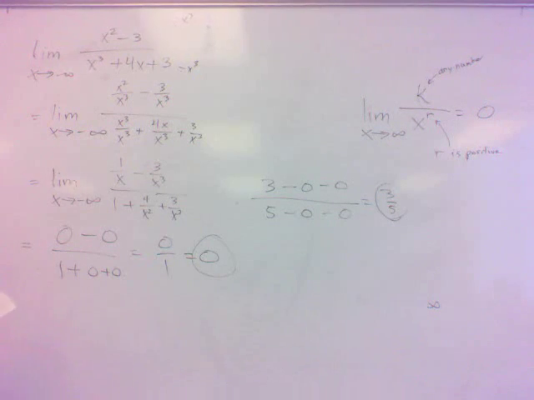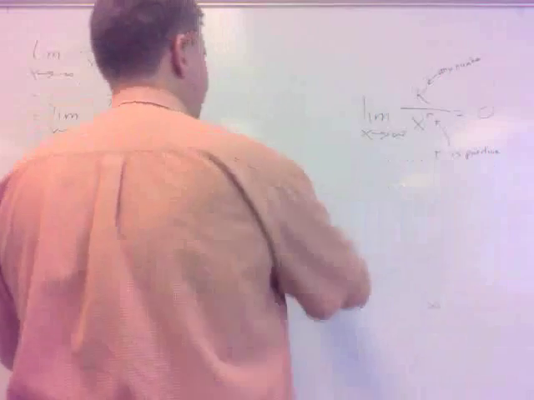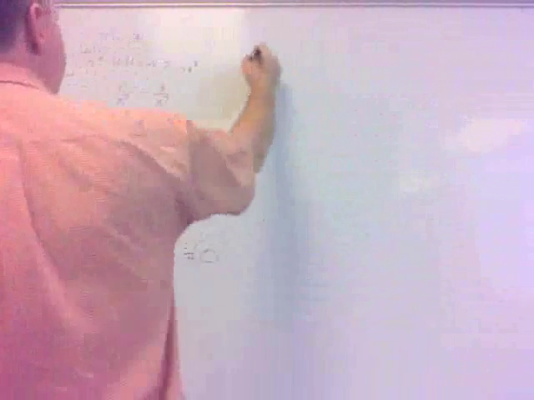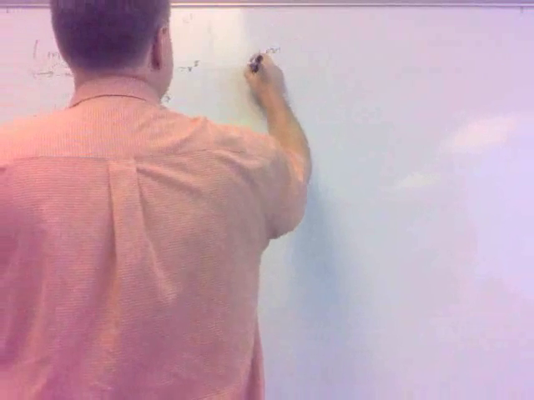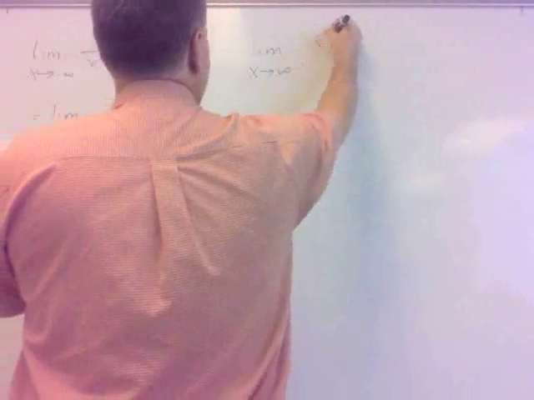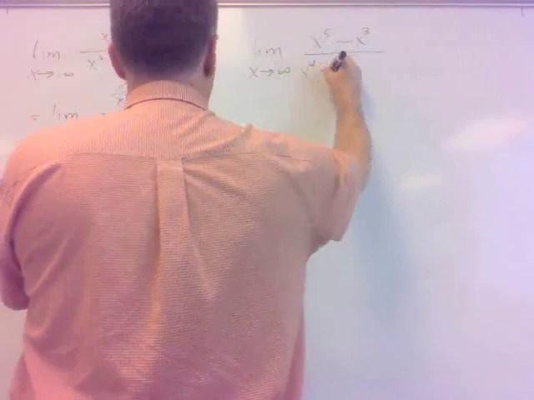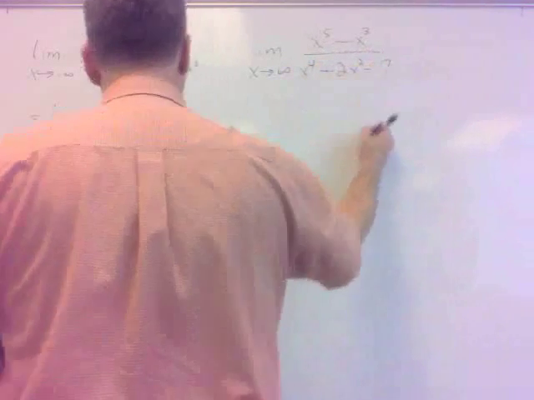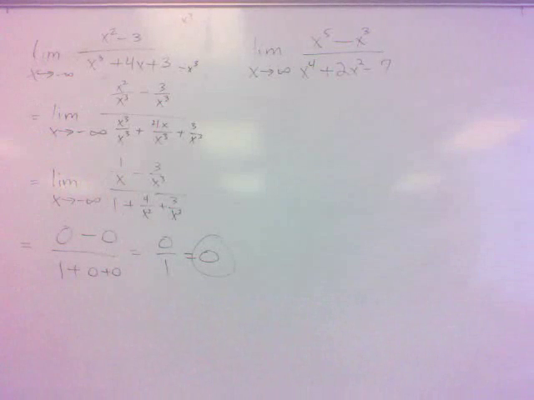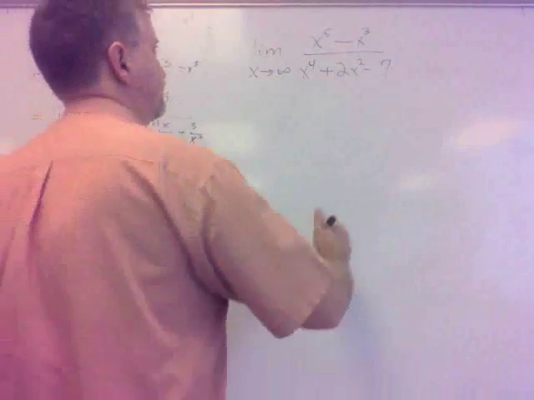All right. Now, I want to mention this one. Something slightly different happens here. Say I've got the limit as x goes to infinity of x to the 5th minus x cubed over x to the 4th plus 2x squared minus 7. First point about this one, let's get that written down. Now, what do I divide this one by? It'd be x to the 4th, yeah. You do the largest degree in the denominator. So I'm dividing by x to the 4th.